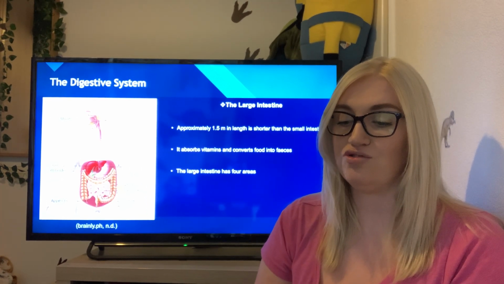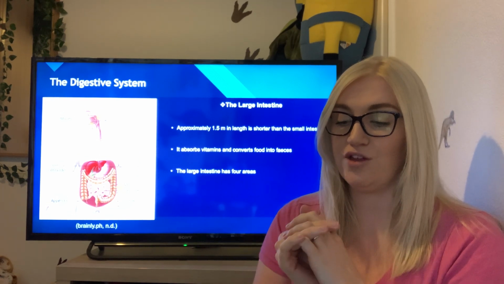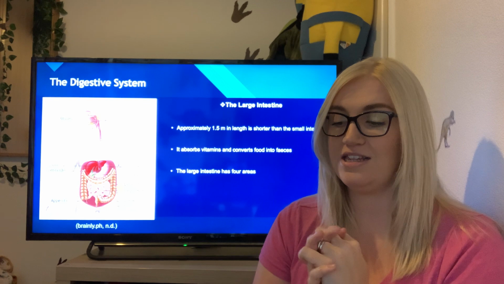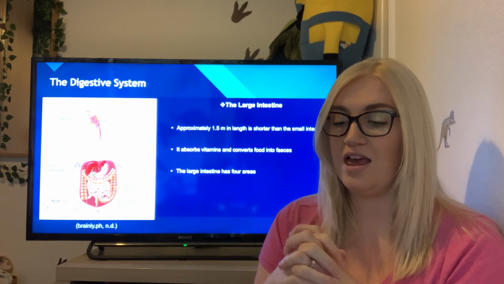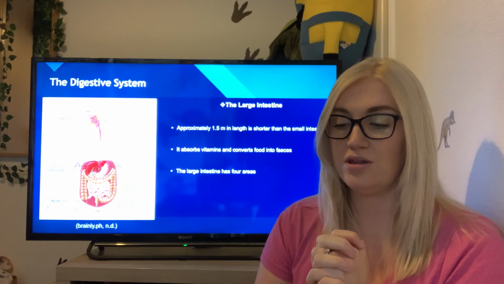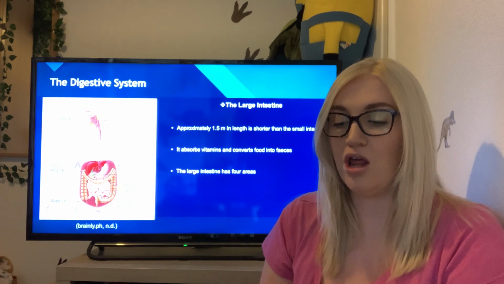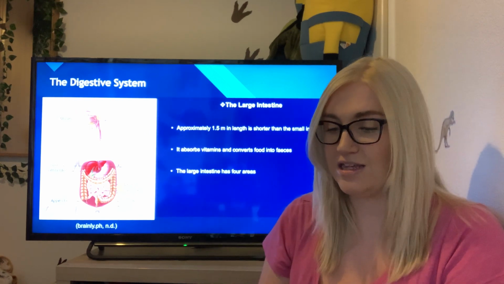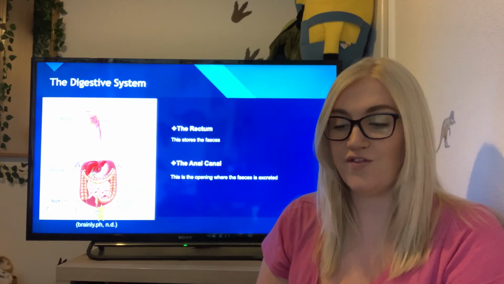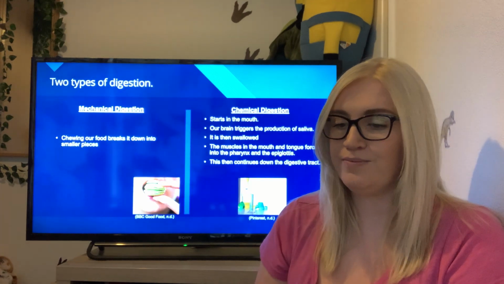The next section is the transverse colon, which is the longest and most flexible section of the colon. The third section is the descending colon. This stores the faeces that will be cleared by the rectum. The last section of the colon is the sigmoid. Its walls are muscular, which contract to boost the force inside the colon, causing the stool to move down to the rectum. The rectum stores the faeces, and the anal canal is the opening where the faeces is excreted.